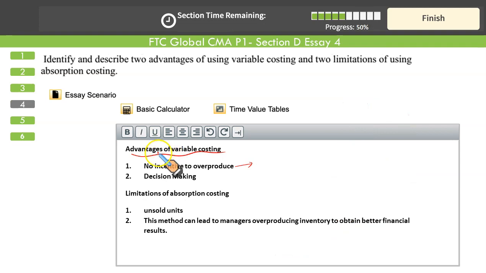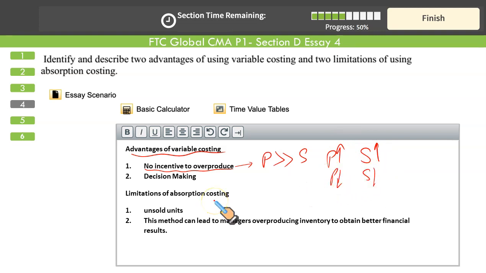So, advantage of variable costing is there is no incentive to overproduce. If you produce much more than sales, you will not be able to manipulate the profit because under variable costing, profit is the function of sales. Whenever sales go up, profit goes up. Sales go down, profit goes down.